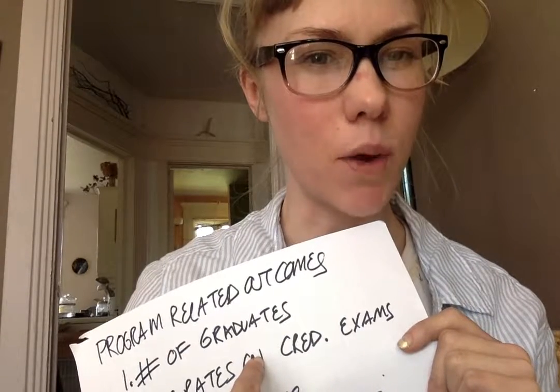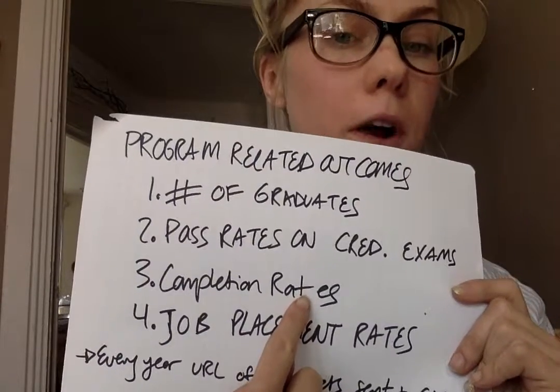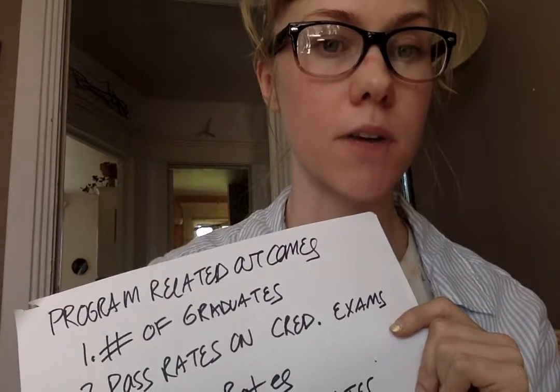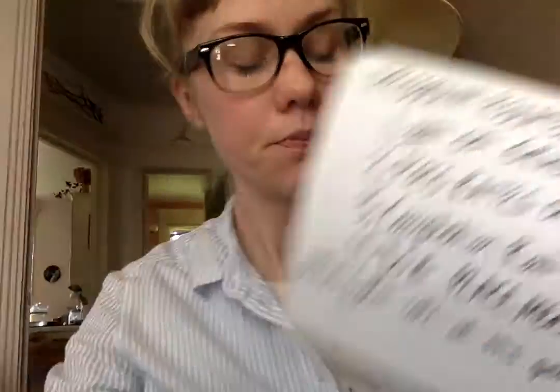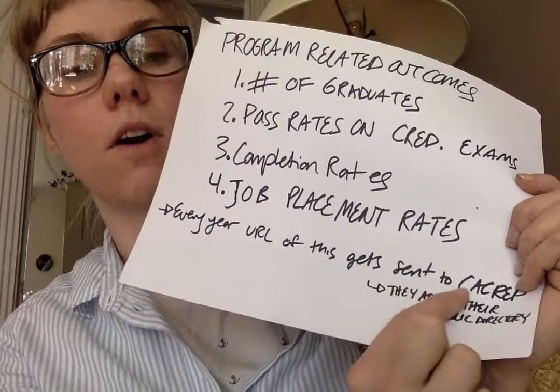which is tricky because now they don't have to take the exam right away, right? But anyhow. And then the completion rates of the program and the job placement rates of students who've graduated from the program. So what they want is they want that all on one web page, and they want us to send them the URL for that web page every year. So we send them the URL of all this information, and then they add it to their online directory so that people can look that information up about us through them.